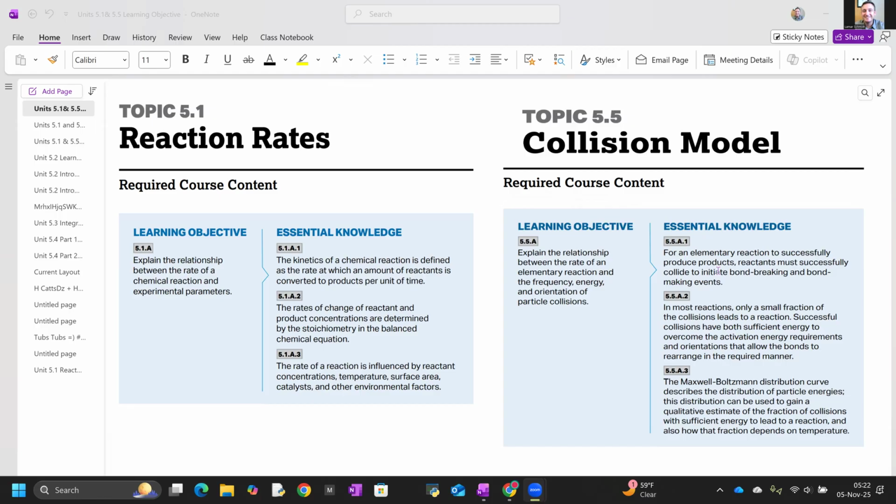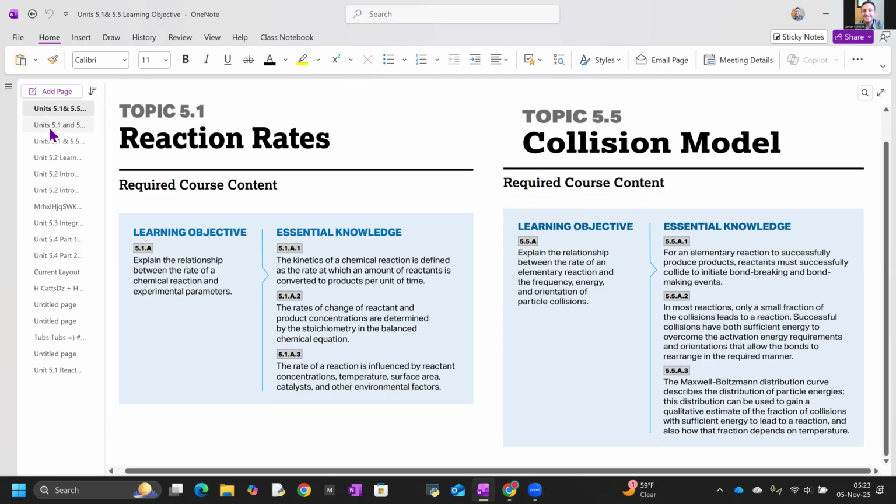And so here we're looking at 5.5.A.1. We're looking at the elementary reaction to successfully produce products. Reactants must successfully collide to initiate bond breaking and bond making events. And in most reactions, only a small fraction of those collisions lead to a reaction. And so successful collisions, or what we say effective collisions, must have a sufficient amount of energy to overcome the activation energy requirements, and they must have the correct orientation. And then we can use our good old-fashioned Maxwell-Boltzmann distribution to kind of explain these things. All right, so let's go ahead and get started.